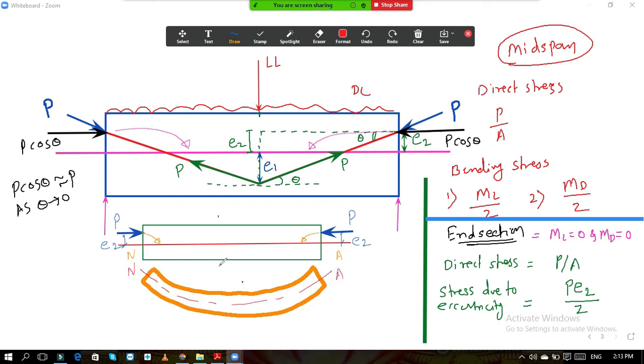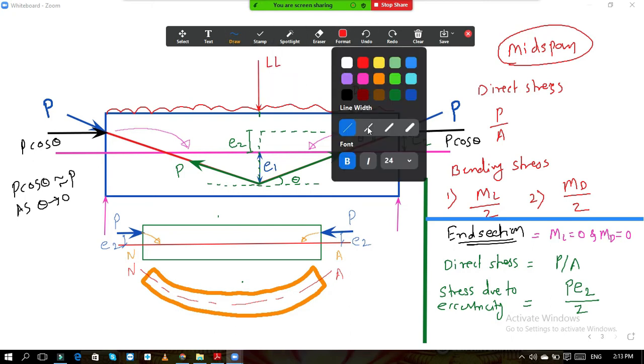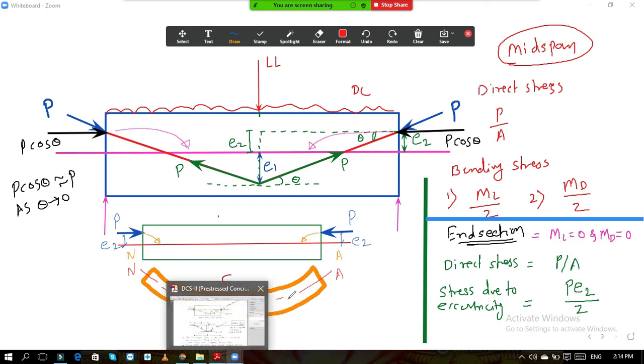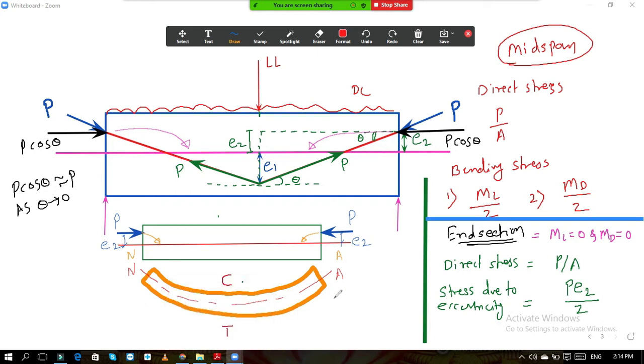Okay. Now you see, it is clearly observed that the fibers above the neutral axis are in compression, the fibers below the neutral axis are in tension. So at top compression, at bottom is tension. So at top it is plus, at bottom it is minus. So these are the stresses. Are you getting the point?